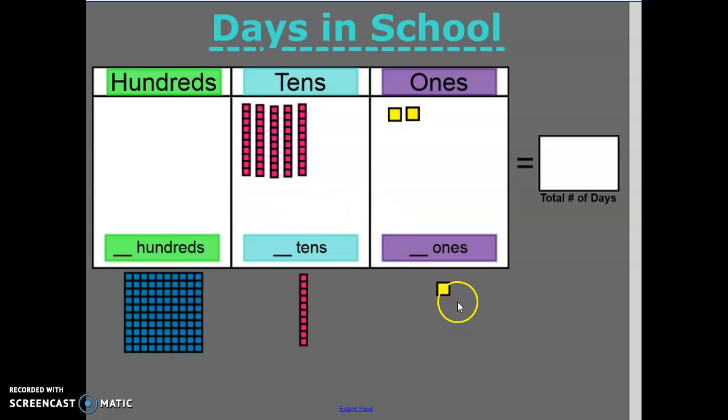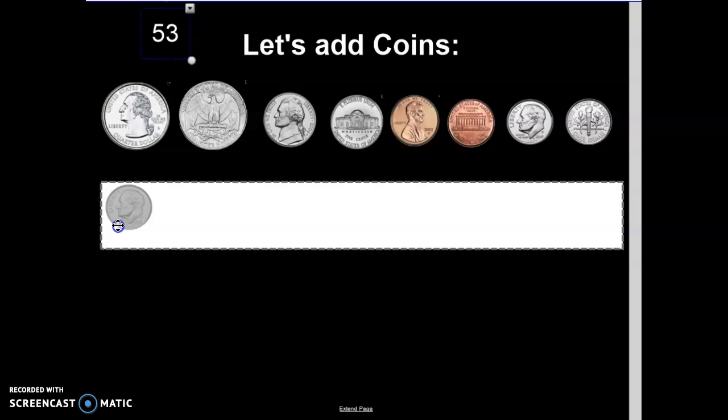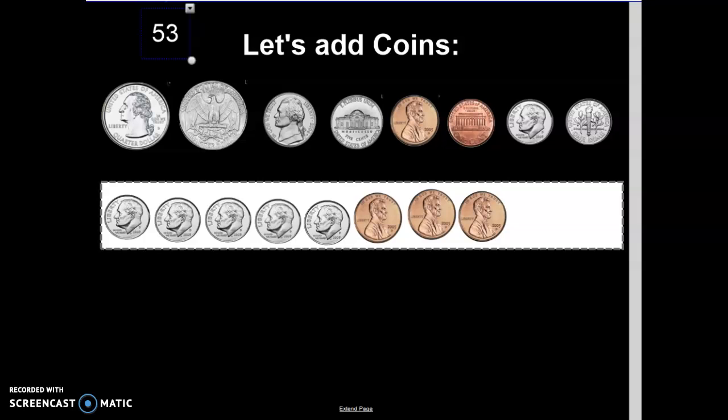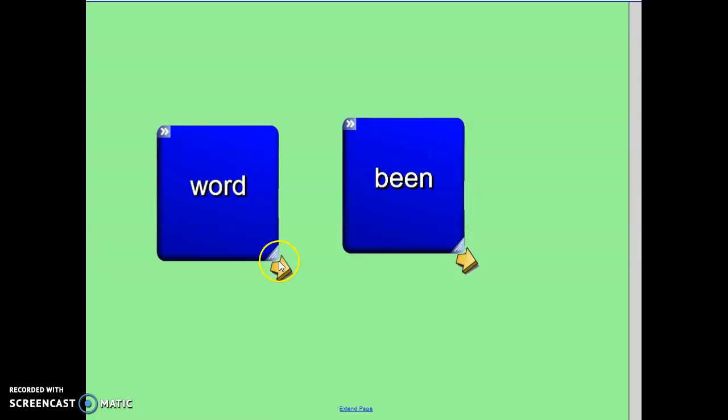Yesterday we had been at school 52 days. 52 plus one more is 53. We have been in school 53 days so far this year. Let's do 10, 20, 30, 40, 50, 51, 52, 53. Do something different today. All right, make sure you know these words.